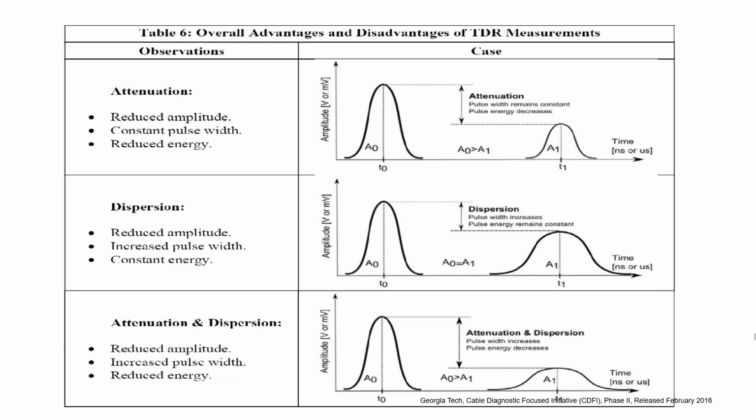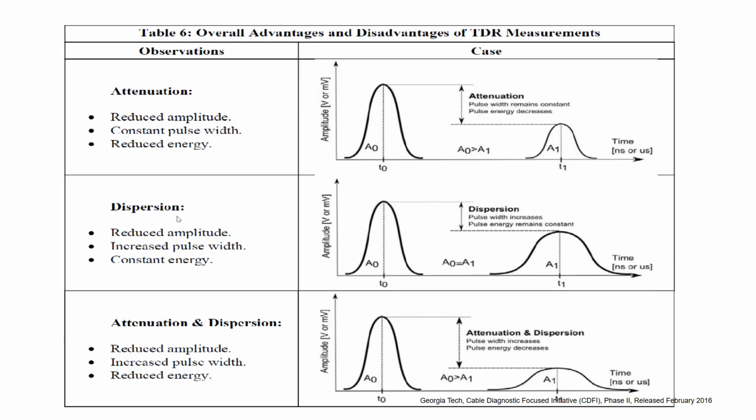Then we will see what attenuation is first of all. The basic definition of attenuation means reduced amplitude without changing the pulse width. This is the original amplitude, and due to attenuation, the height of the pulse changes. Then, what is dispersion? In the attenuation case, the energy gets reduced actually.